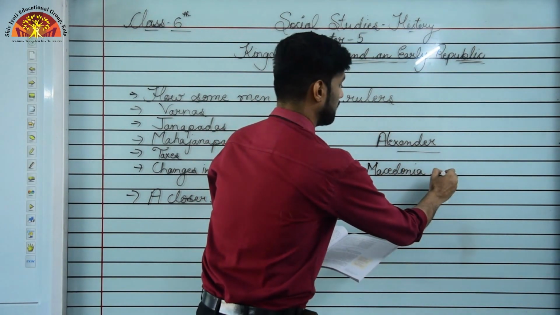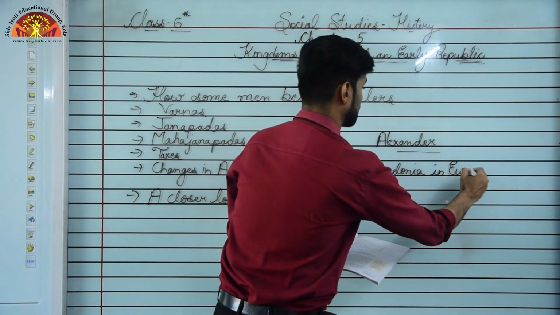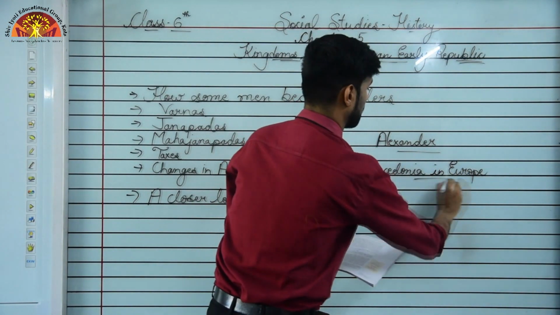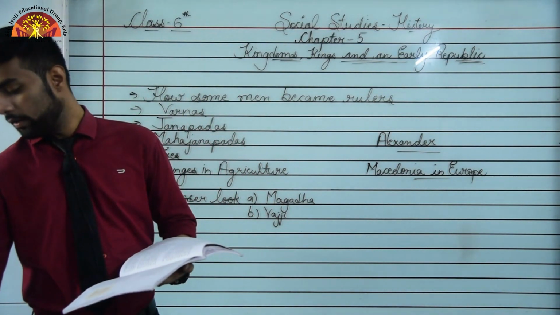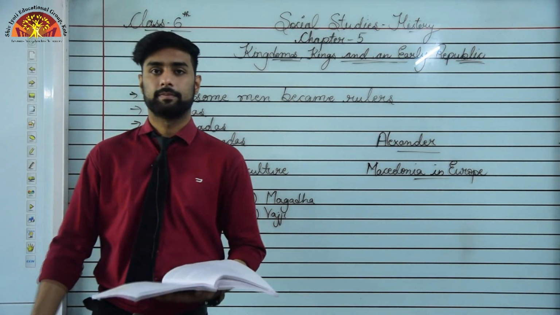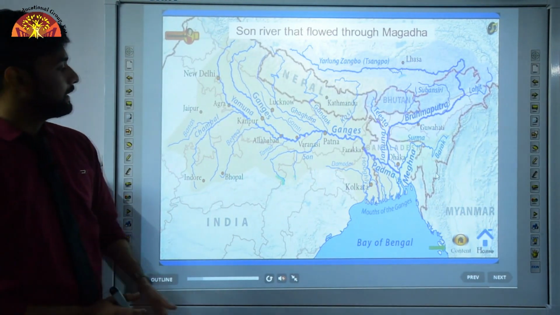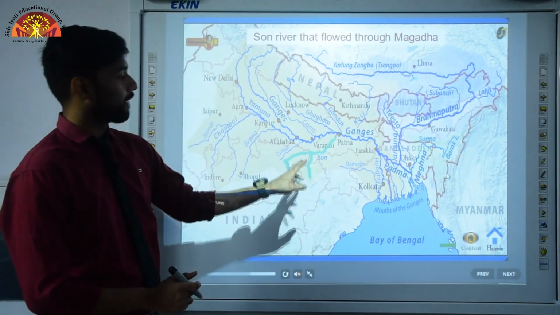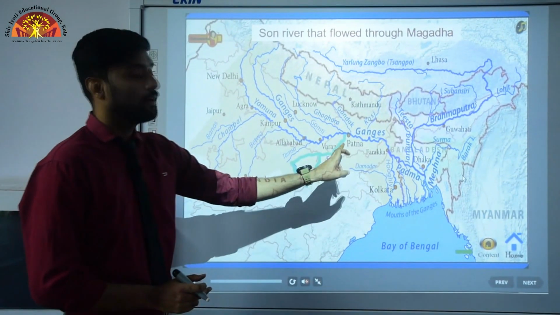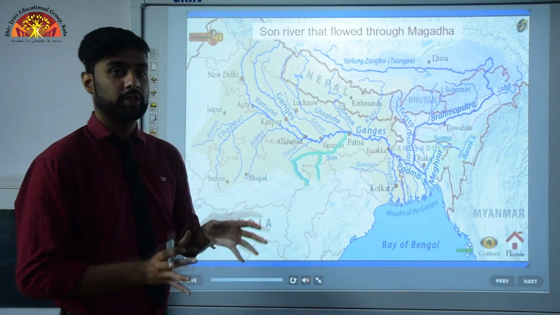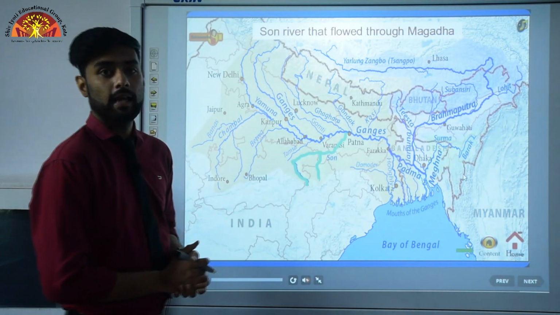Macedonia in Europe. So this was about the Magad Empire. Now let's see some images related to it. So students, you can see that river Ganga and Son are flowing through the area where the Magad Empire used to be, right? Today, what is called Patna was Patliputra, which was the capital city of the Magad Empire.